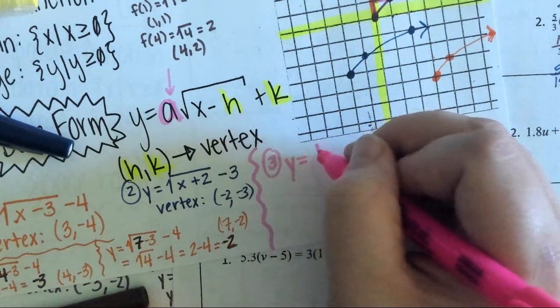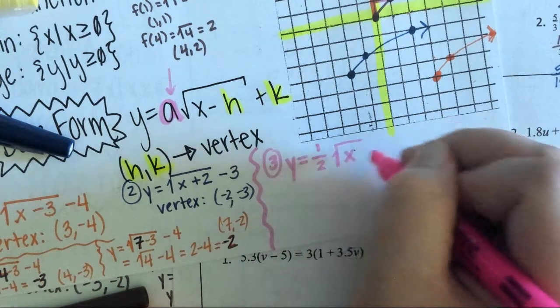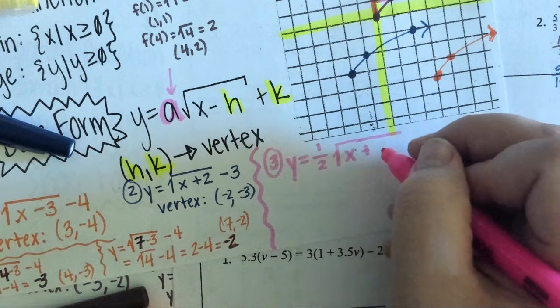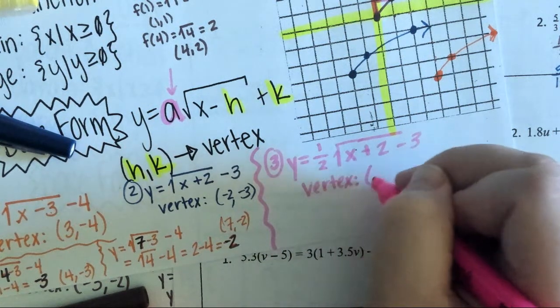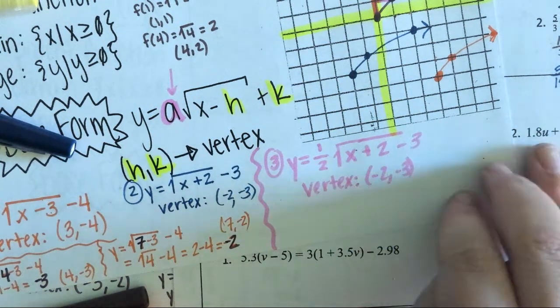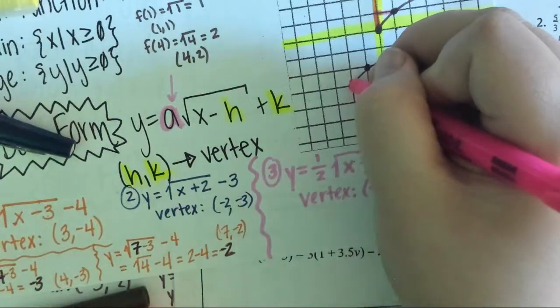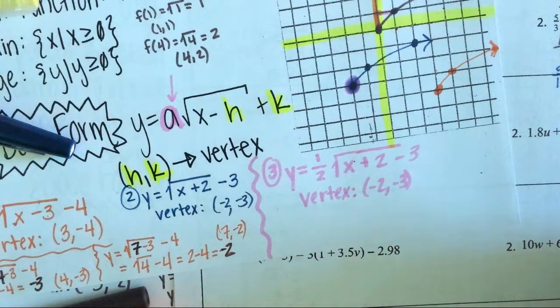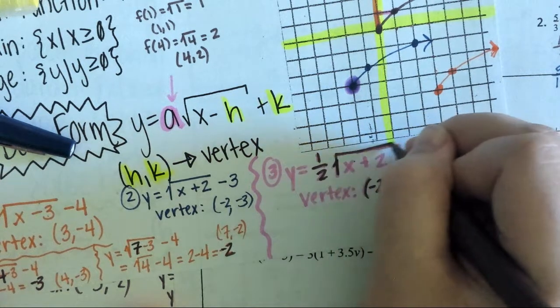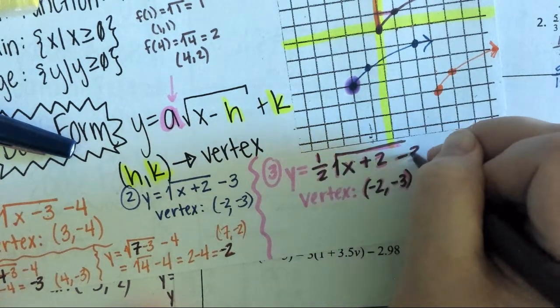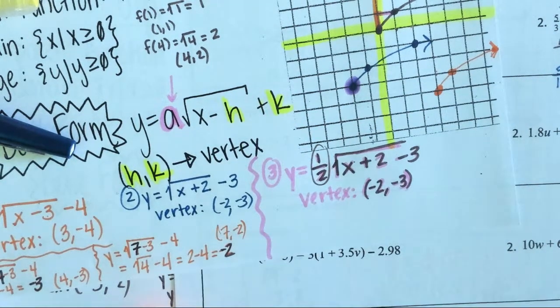So if I do 1/2 square root of x plus 2, minus 3, with the same vertex, I'm still going to have my vertex at -2, -3. So my third example is still going to start off at this point. Why is it not the exact same graph? Because of the 1/2. We've changed that A.